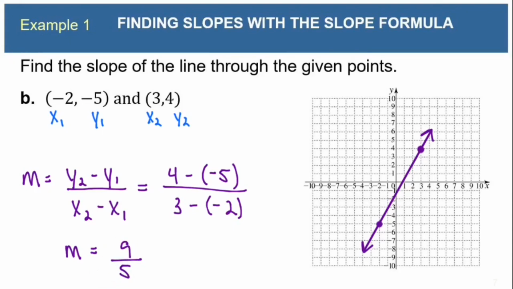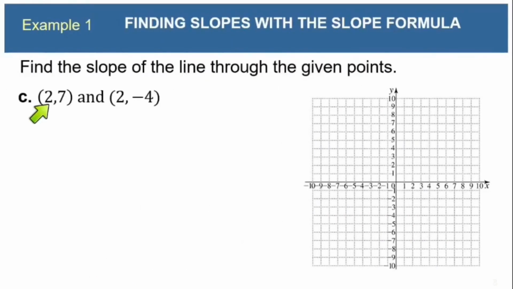And this time, notice that because we have a line sloping uphill to the right, our slope came out positive. So when the line slopes uphill to the right, then as you go from one point to another, a positive rise and a positive run give you a positive slope. So that's why this slope comes out positive.